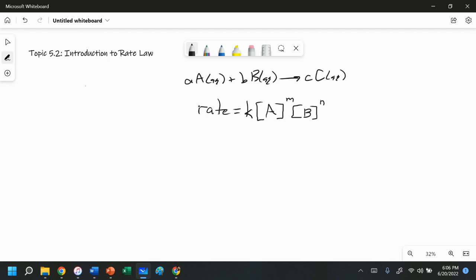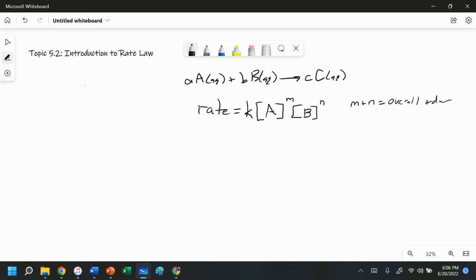And so order tells us how the rate is related to the concentration of our reactants. The overall order of the reaction is simply the sum of the orders. So the sum of those exponents, m plus n, gives us the overall order of the reaction. So if it was second order with respect to A and second order with respect to B, then 2 plus 2 is 4, so the reaction would be fourth order. If the reaction was first order with respect to A and second order with respect to B, 1 plus 2 would be 3, so the reaction would be third order.